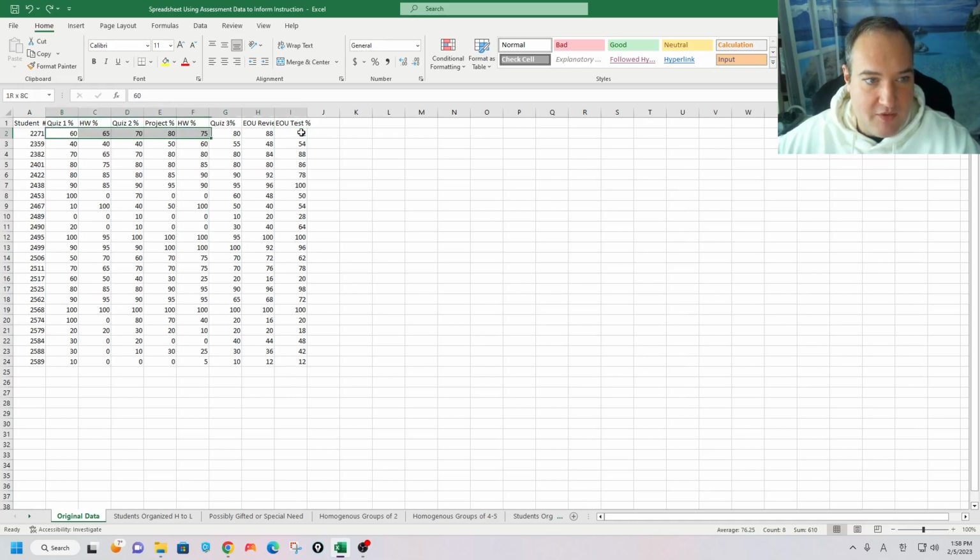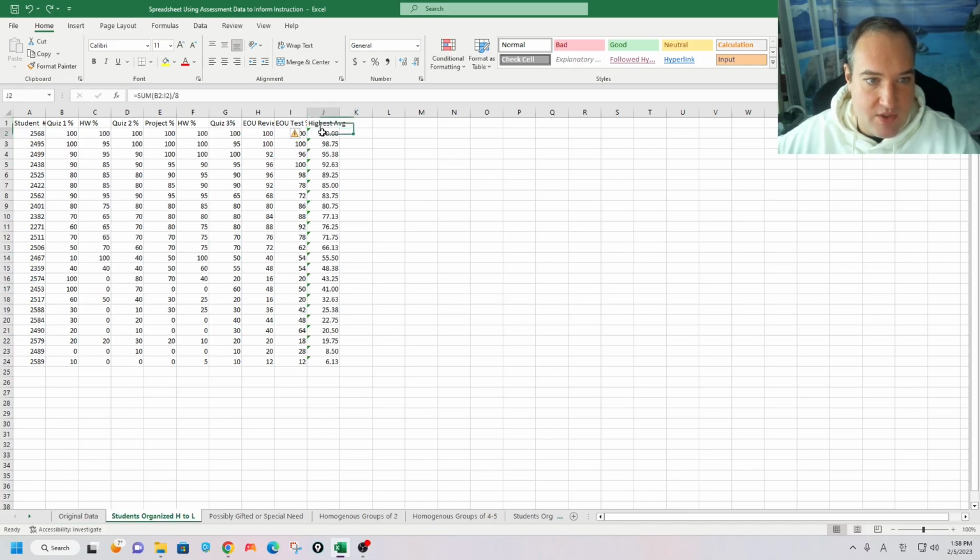So we've got their different scores, and I don't know how these different scores are weighted, if the test and the quiz have different percentages. So I weighted them as if they were all the same. I didn't know, so I just assumed each thing was worth an equal weight, and so I averaged each one of these scores and organized the students from high to low. So student 2568 is our highest with 100% across the board, and student 2589 is our lowest with an average of 6.13.